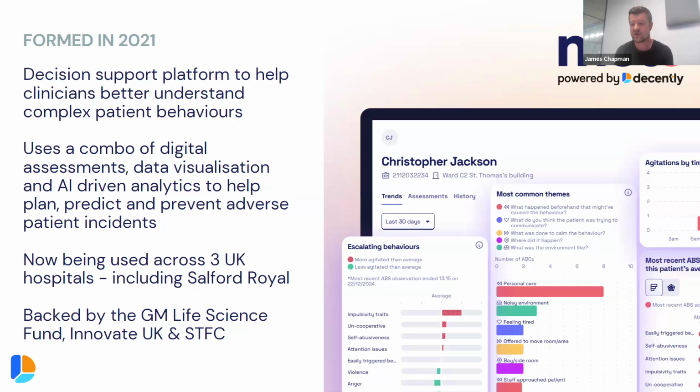We've been doing this for a few years now. So as a business, we set up back in 2021 after I spent some time working in the NHS. And we've been backed along the way by a number of partners, including the Greater Manchester Life Sciences Fund, Innovate UK, and the Science and Technology Facilities Council. We're now working with 3 hospitals, so 2 of those are neuro rehab, 1 of those are dementia.